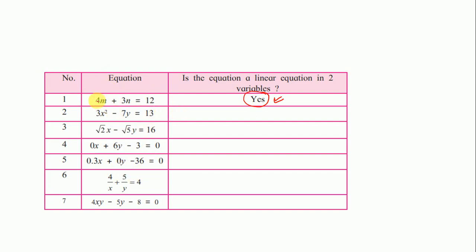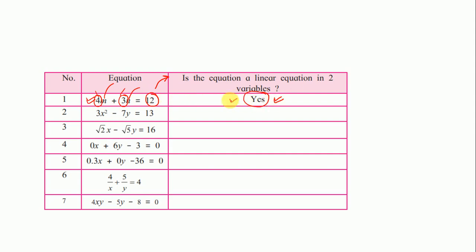See, the first condition is what? a, b, c are real numbers, and the equation should contain two variables. The first equation is 4m plus 3n equal to 12. So m is one variable and n is the other variable, so this equation contains two variables. And the coefficients attached to the variables are not equal to 0 at the same time. So 4 and 3 are different values, not equal to 0, and 12 is also a constant. So this equation satisfies the above two conditions, that's why the equation is known as a linear equation in two variables.